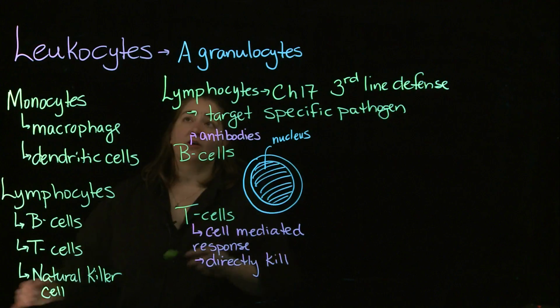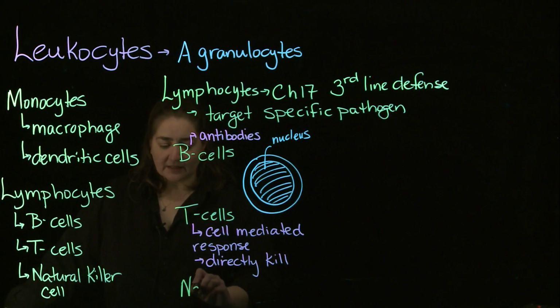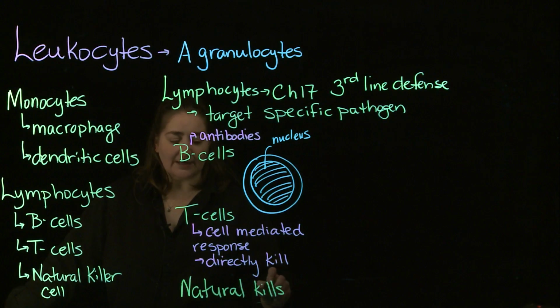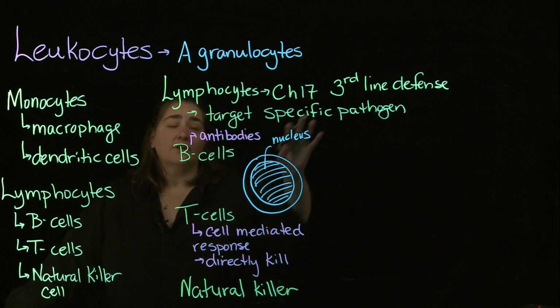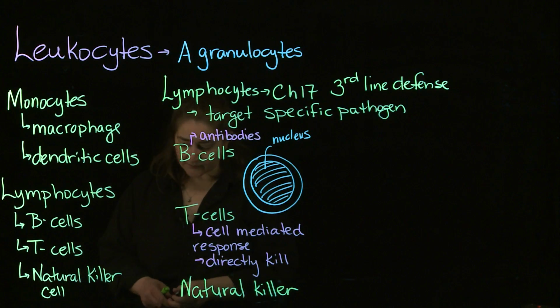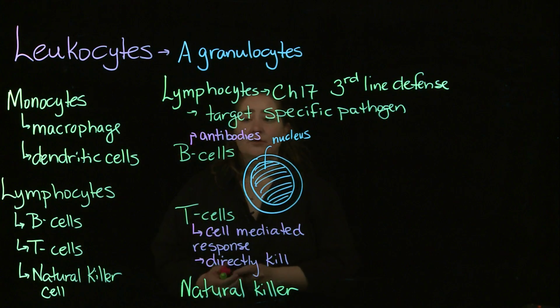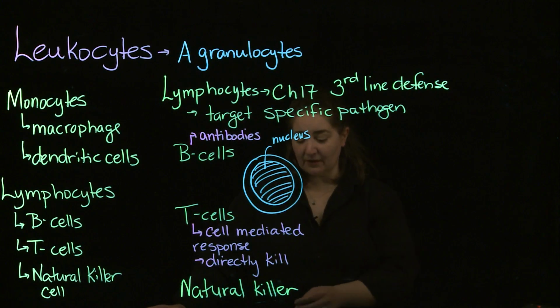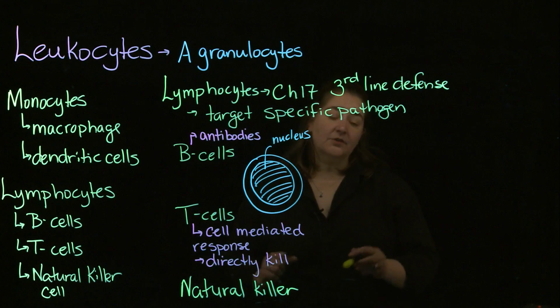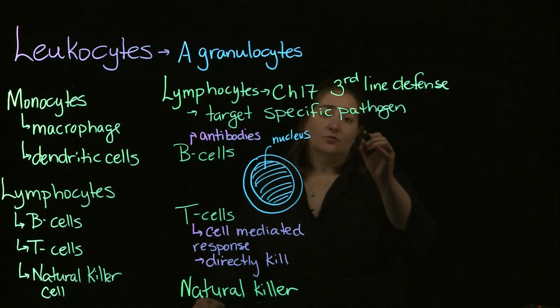Natural killer cells are also a type of agranulocyte. I don't want to get too much into their function right now, but it's also going to be part of the third line of defense. It's going to be a little bit specific as far as how it works. So with our lymphocytes, we've got B cells and T cells. The natural killer cells are also a type of agranulocyte.